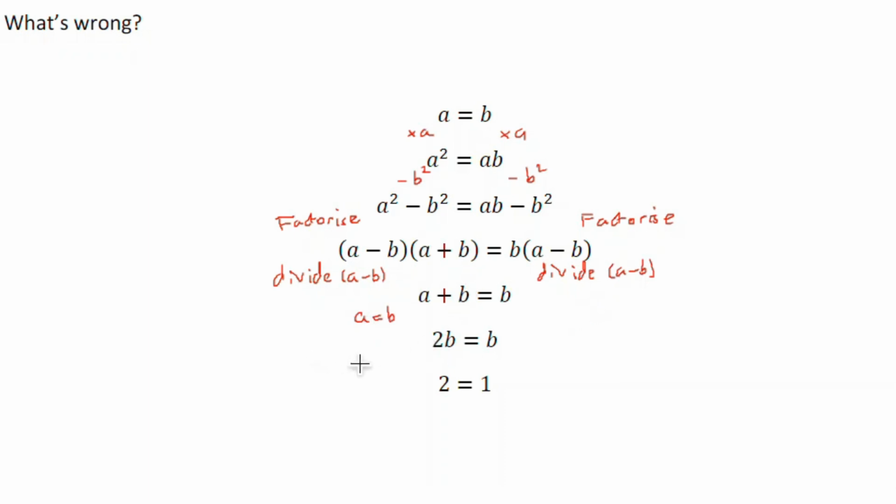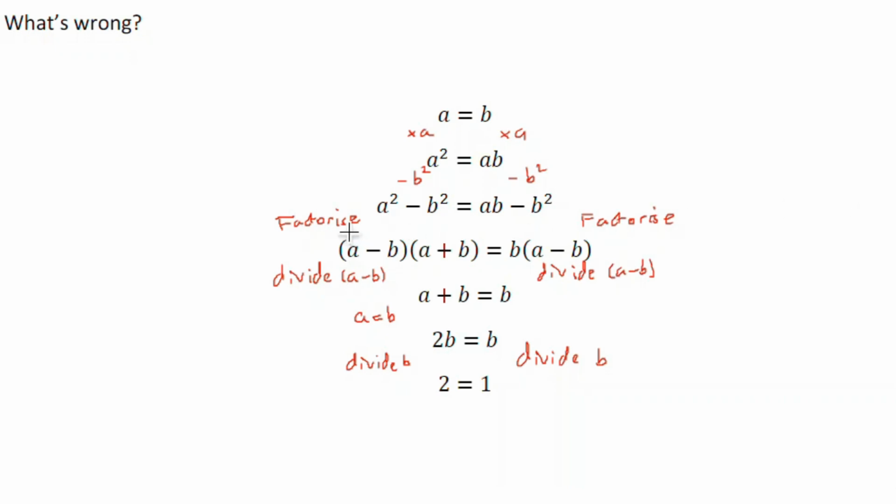And finally, we're left with 2b equals b, so dividing by b, we are left with 2 equals 1. So 2 is equal to 1. So what is wrong with this proof? Have you spotted the step where it went wrong?